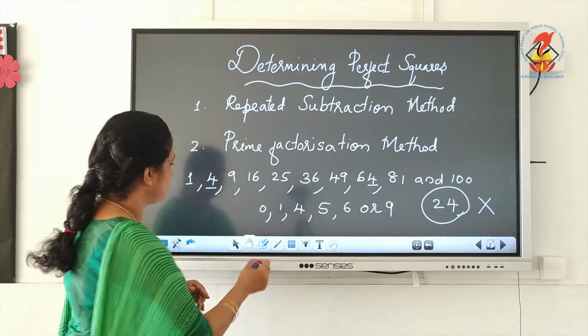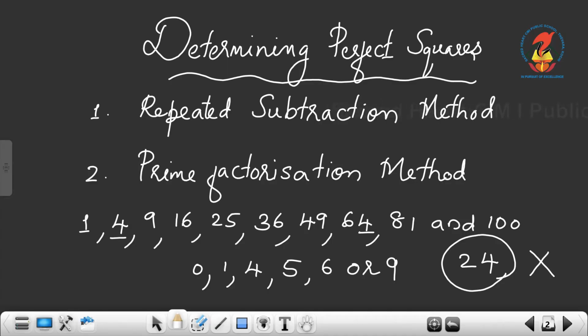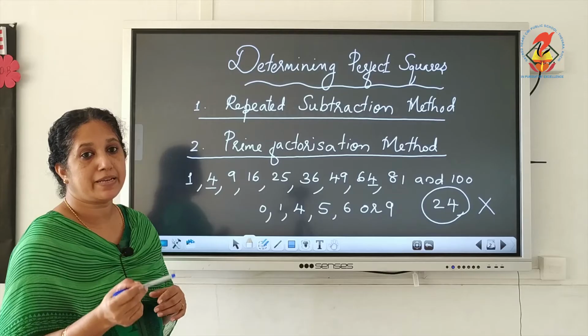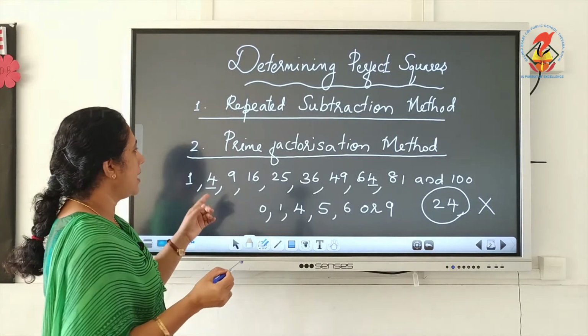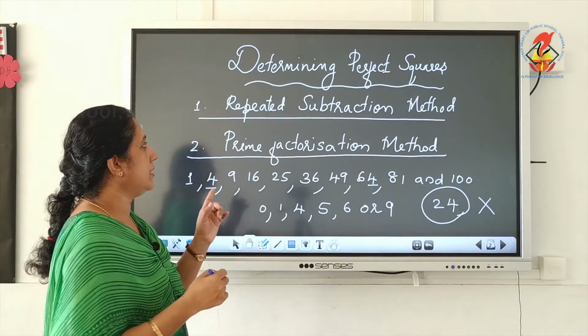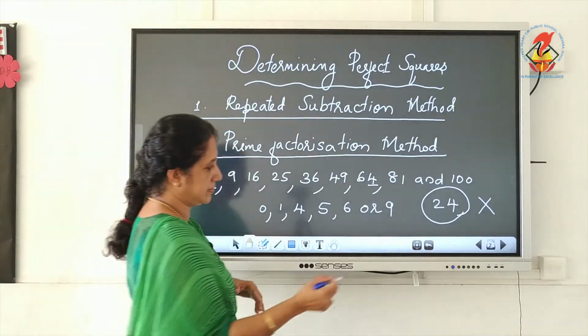Okay. Now we have two methods for determining perfect squares. One is the repeated subtraction method, and the second method is the prime factorization method. Okay. So the first method is repeated subtraction method, and the second method is prime factorization method. Today we will discuss the repeated subtraction method.